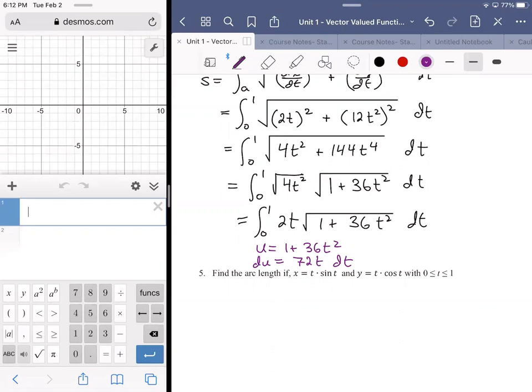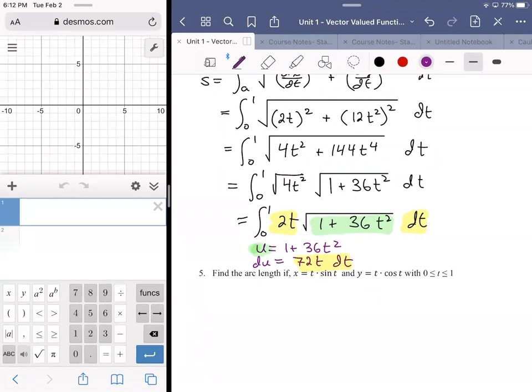All right. So what I want to do is make this allow me to cancel this out. Okay, that's the whole point. Because the u is going to take care of the 1 plus 36t squared. So if I want this to be strictly in terms of u, then I would have to make that correction.